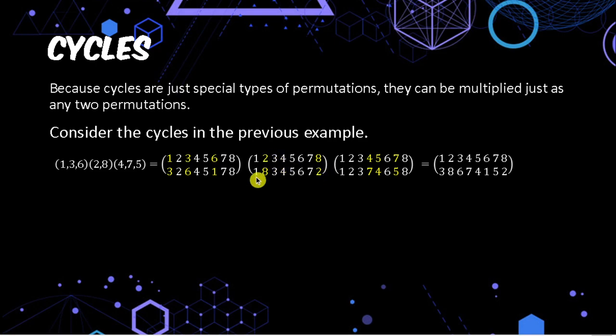1 to 1, 1 to 1, at saka 1 to 3. Kaya 1 to 3 yung laman dito. Yung answer natin dito, 2 to 2, 2 to 8, at saka 8 to 8. Kaya 8 din yung final answer. And we do the same process, makukuha natin yung entire permutation na ito.